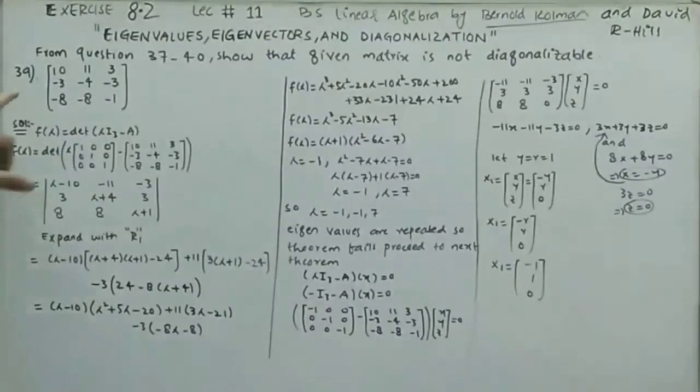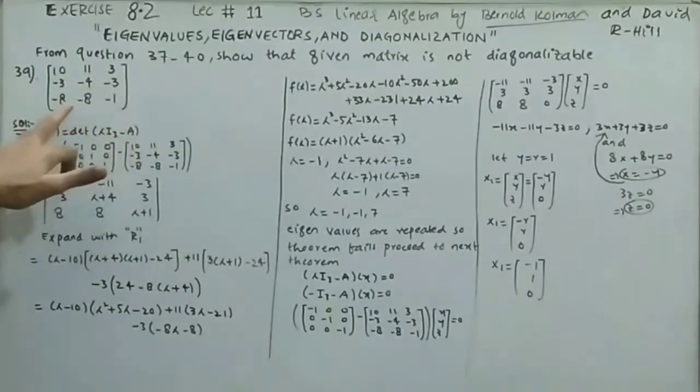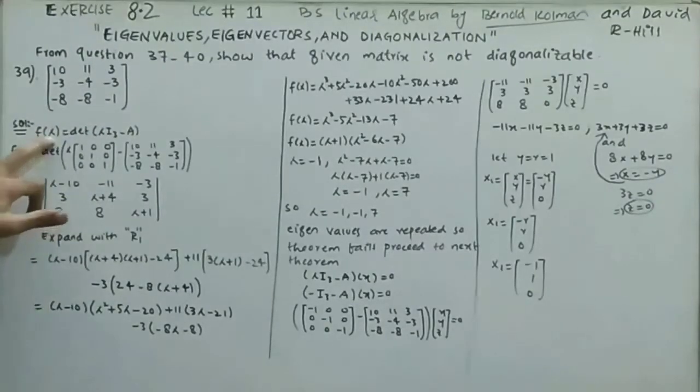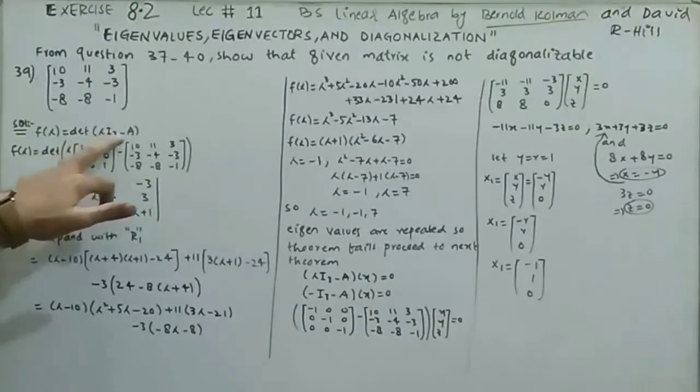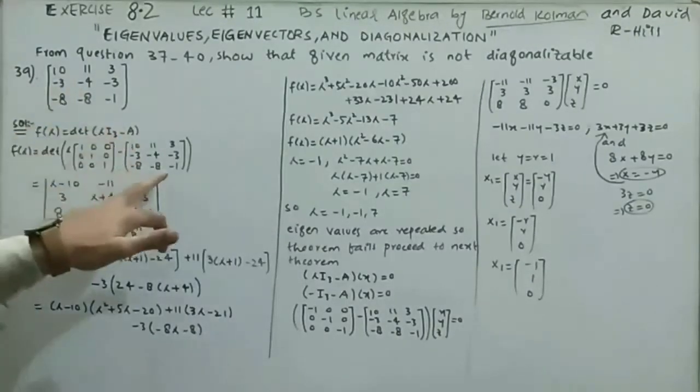Now move to the next question, question number 39. The matrix is [10, 11, 3; -3, -4, -3; -8, -8, -1]. Move to solution. First we are going to find the value of lambda by using the formula f of lambda is equal to determinant of lambda I3 minus A. So lambda I3 is this matrix, and A is the original matrix.